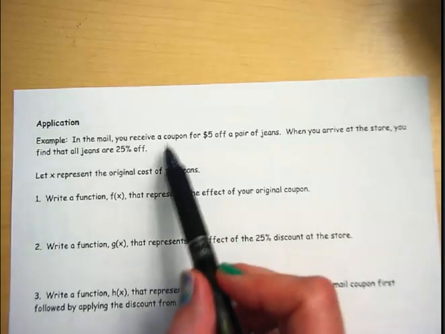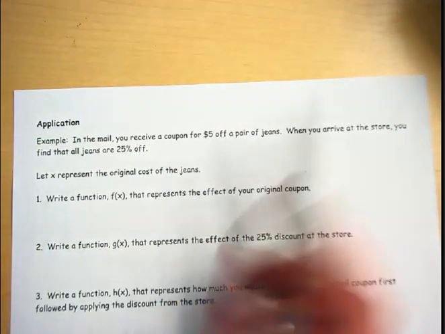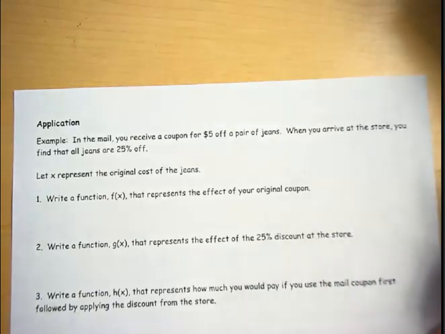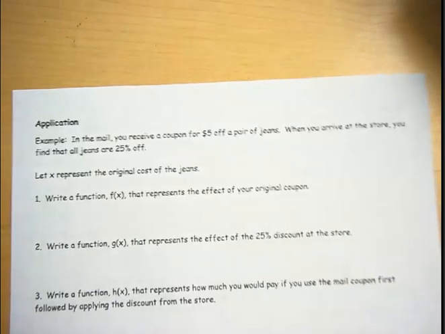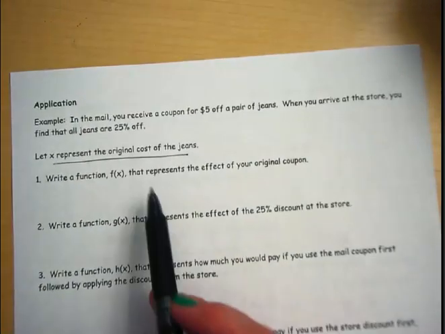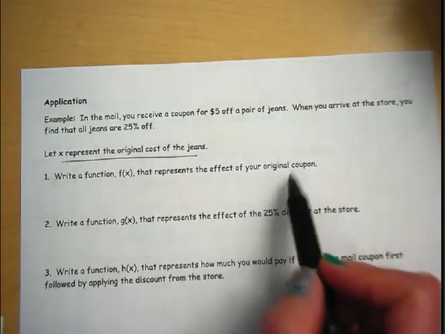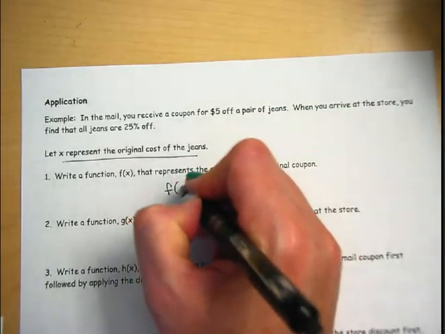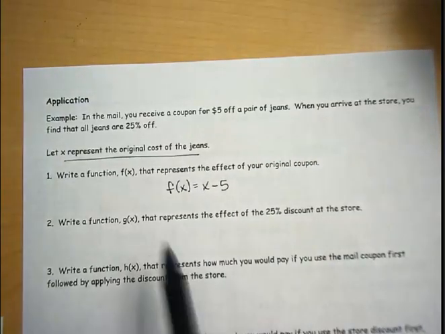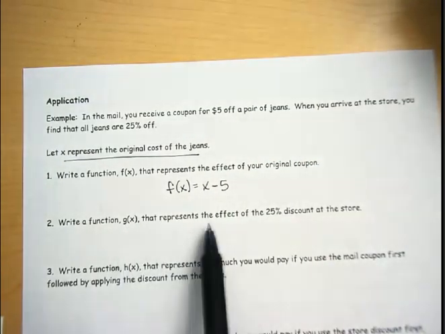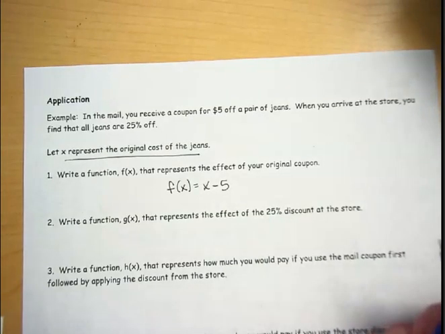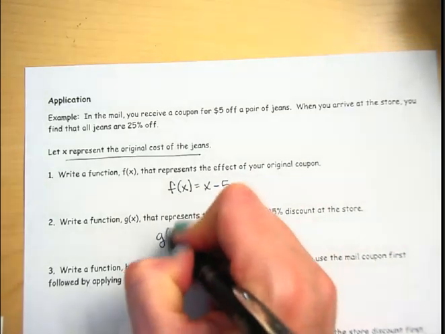All right, so we have this situation. You receive a coupon for $5 off a pair of jeans. When you arrive at the store, you find all jeans are already 25% off. Let x represent the original cost of jeans. So we want to write a function f of x that represents the coupon. So you should have f of x equals x minus 5. Then we want to write a function g of x that represents the effect of the 25% discount. Now, there's different ways to get here. Here's my final equation.